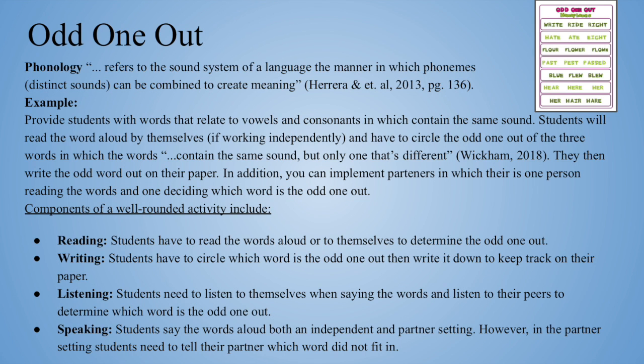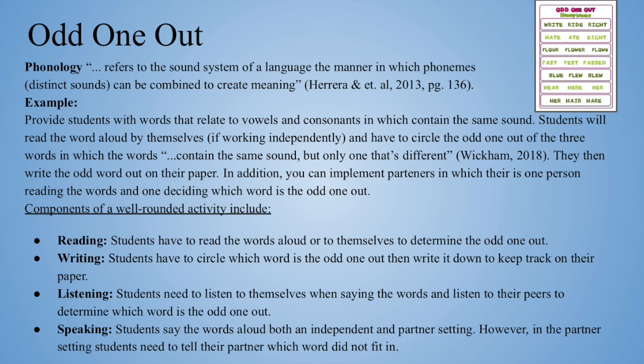The second one that I chose to include is the odd one out, which focuses on phonology, which refers to the sound system of a language, the manner in which phonemes, distinct sounds, can be combined to create meaning. The odd one out provides students with words that relate to vowels and consonants and which contain the same sound. Students will read the words out loud to themselves, if working independently, and have to circle the one out of the 3 words that is different, when the other words contain the same sound. Then write the odd word out on the paper. In addition, you can implement partners in which there is one person reading the words and one deciding which word is the odd one out.